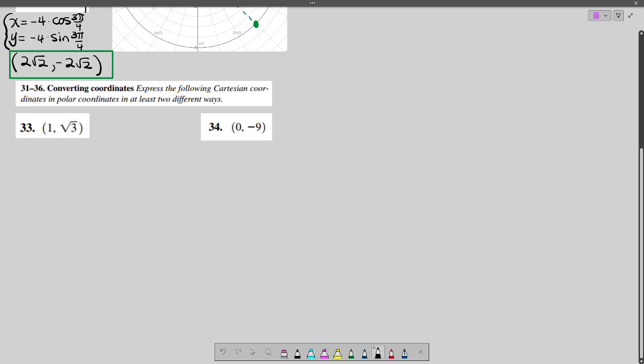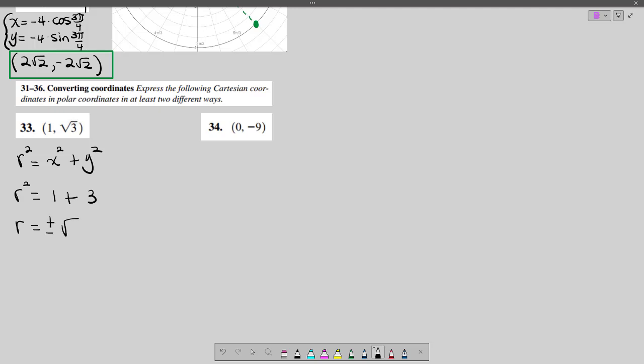So we know that the first one we usually will find is r, because r squared is x squared plus y squared. So we know that r squared is going to be 1 plus 3. So r will equal plus or minus 2. All right, so normally when we're dealing with a radial value, we always choose the positive, but in polar, you don't have to. You can be contrarian and get away with it.